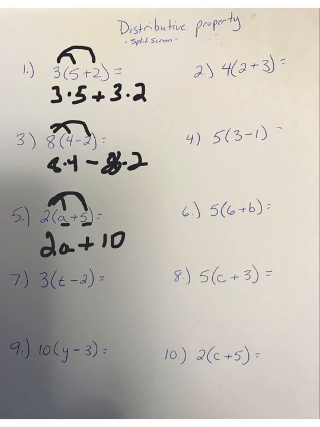So 2a plus 10. For the next one, 3 times t, and 3 times 2, we'll just work it out, 3t minus 6. Now, it's not going to be 3t minus 2. That's a common mistake that people have. No, you multiply. So 3 multiplied by the t, and then 3 multiplied by the 2. And you have to have that subtraction sign in there. That doesn't change. For number 9, 10 times the y, and then 10 times that 3. So it'll be 10y minus 30.